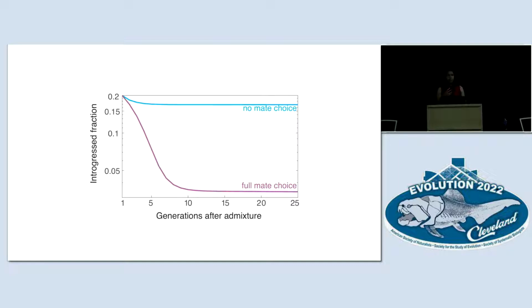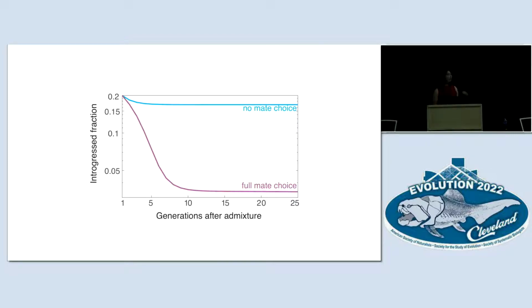Introgressed ancestry is going to get bundled up as a result of assortative mating, making it easier for both natural and sexual selection to act against that introgressed ancestry. So if we wanted to understand the second indirect effect of mate choice, we had to figure out a way to decompose these two effects.